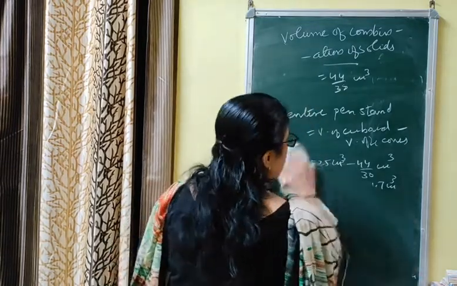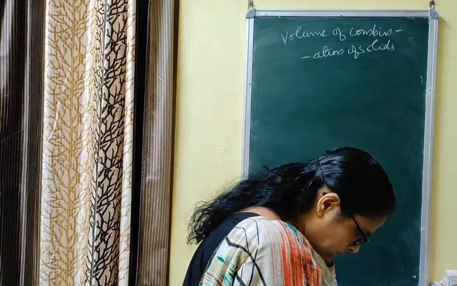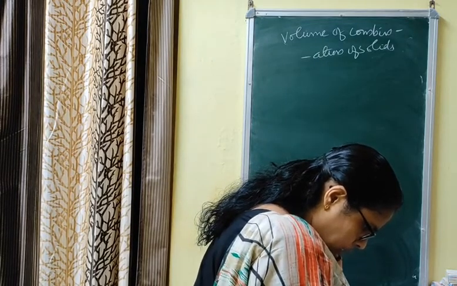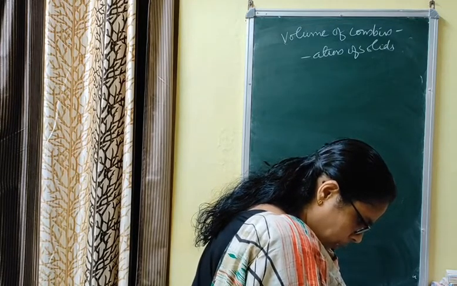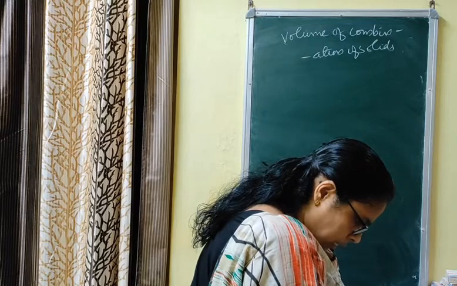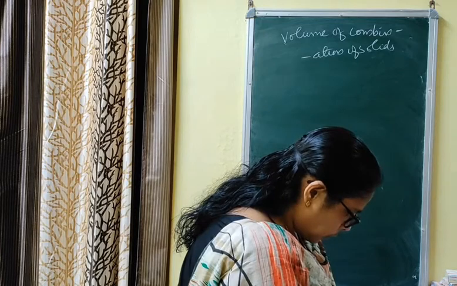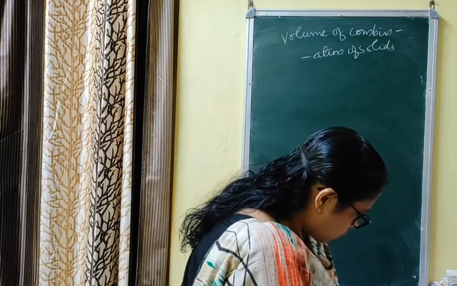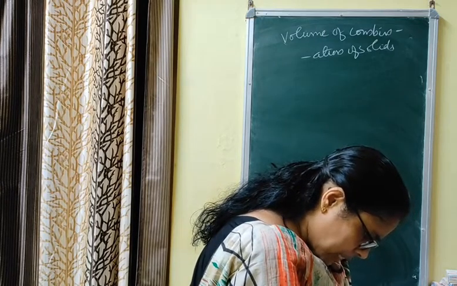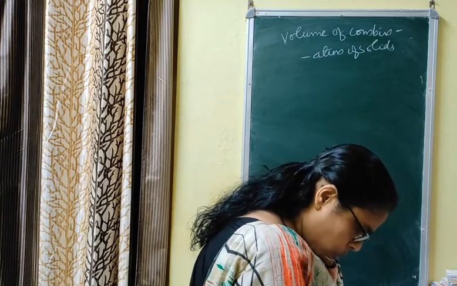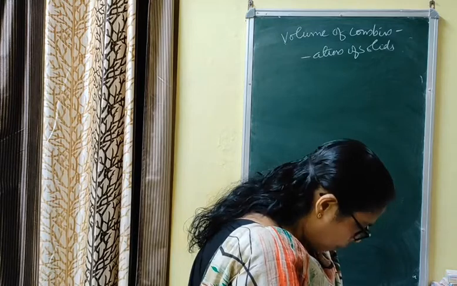Now, I will do the next question also. The last two questions you have to do as homework. I am reading the question. Question number 6. A solid iron pole consists of a cylinder of height 220 cm and base diameter 24 cm, which is surmounted by another cylinder of height 60 cm and radius 8 cm. Find the mass of the pole, given that 1 cm cube of iron has approximately 8 gram mass.